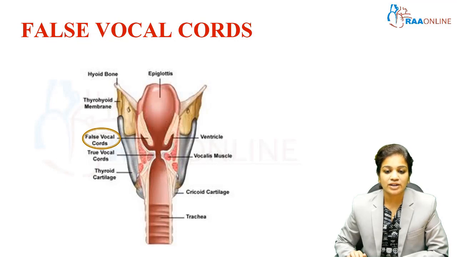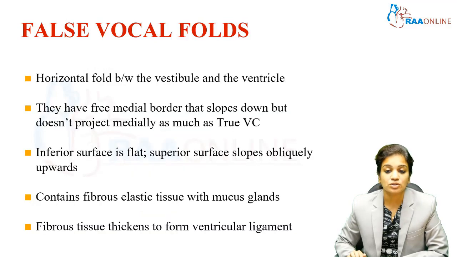Last class we have already read about the false vocal cords, which are formed from the quadrangular membrane. So this is the false vocal cords that is mentioned here. So the aryepiglottic fold along with the false vocal cords along with the true vocal cords only form this three-tier mechanism. So this false vocal cord is present between the vestibule and the ventricle. So it is attached to the true vocal cords or the ventricular folds. It is flat and it contains a lot of mucous glands and it is a fibroelastic tissue.